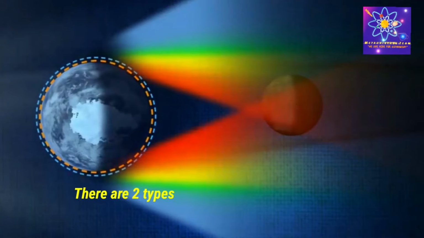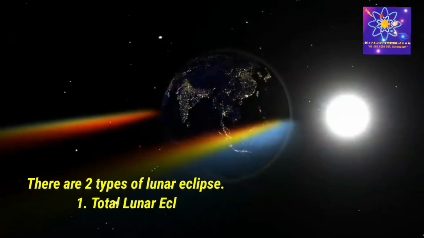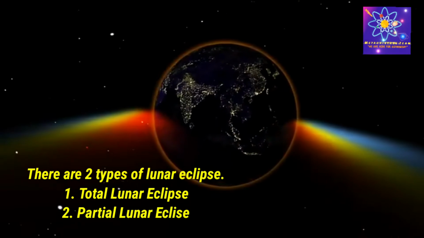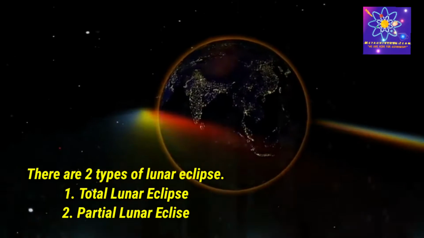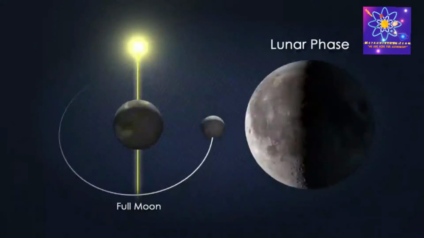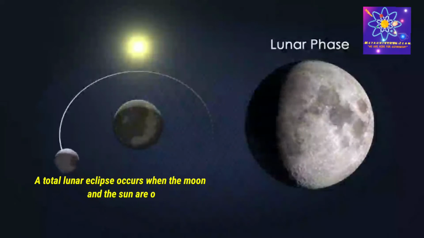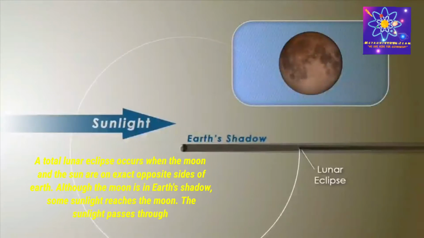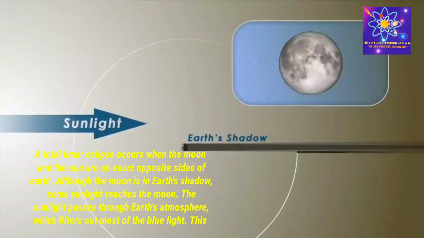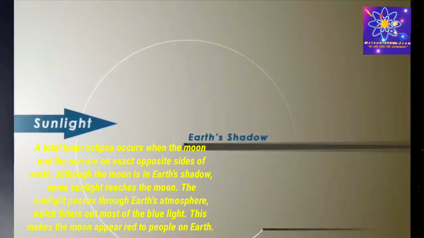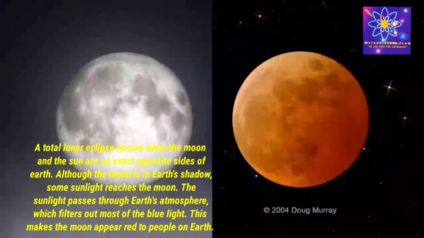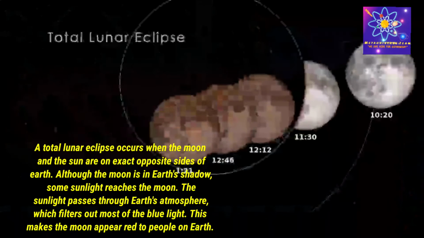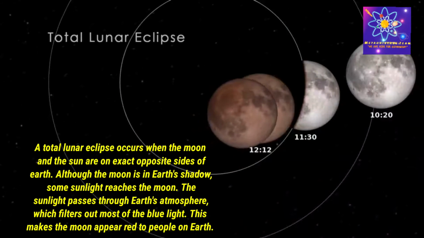A lunar eclipse can occur only when the moon is full. There are two types of lunar eclipses: total lunar eclipse and partial lunar eclipse. A total lunar eclipse occurs when the moon and the sun are on exact opposite sides of Earth. Although the moon is in Earth's shadow, some sunlight reaches the moon. The sunlight passes through Earth's atmosphere, which filters out most of the blue light. This makes the moon appear red to people on Earth.